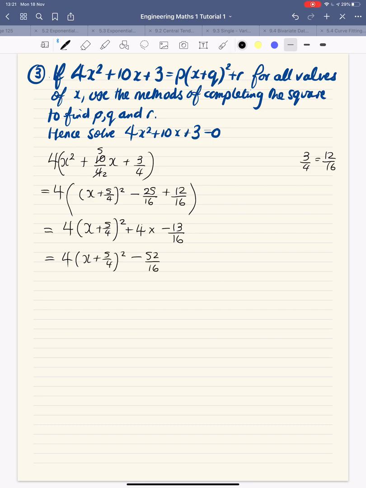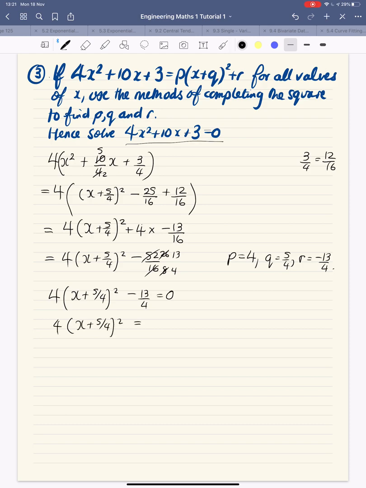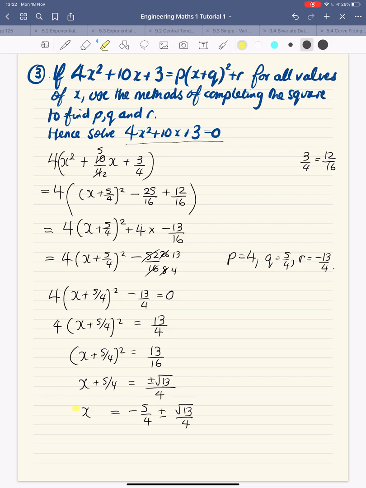So it's minus 52 over 16, and they can both be halved, and halved again: minus 13 over 4. So therefore P is 4, Q is 5 over 4, R is minus 13 over 4. When we solve this equation, we can say 4 times x plus 5 over 4 squared minus 13 over 4 equals 0. So 4 times x plus 5 over 4 squared equals 13 over 4. x plus 5 over 4 squared is 13 over 16. x plus 5 over 4 is plus or minus root 13 over the square root of 16, which is 4. So x is minus 5 over 4 plus or minus square root of 13 over 4. There are your x values.